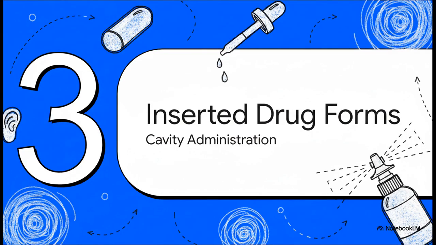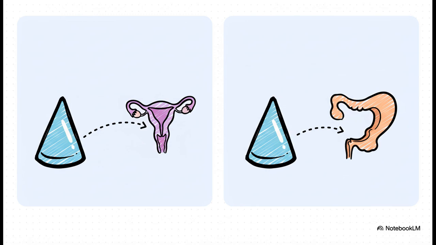Okay, our final section covers drug forms that are inserted into body cavities. You'll want to pay close attention here because the terminology is very, very specific. This is a distinction you absolutely cannot get wrong. Both pessaries and suppositories are cone-shaped solids. The only difference is the route. Pessaries go into the vagina. Suppositories go into the rectum. Confusing these is a critical error, so please lock this in your memory right now.